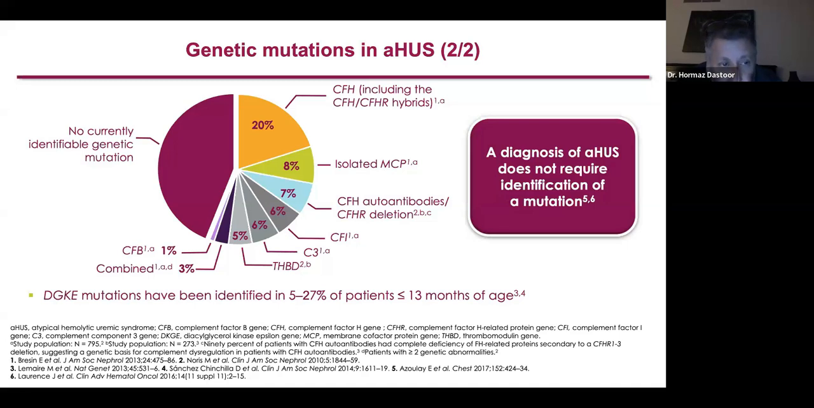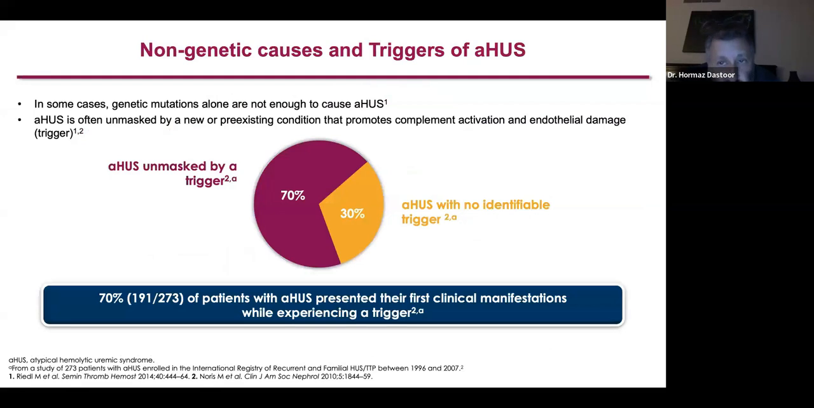But as you can see, in about 40% of the cases, there is no identifiable genetic mutation. So identifying the genetic mutation is not really needed for a diagnosis of aHUS, but definitely if you have an aHUS genetic mutation, it does help and it solidifies your case for an aHUS. aHUS also requires a trigger to unmask that genetic mutation. In about 2/3 or about 80% of the cases, as a clinician, you will be able to identify that trigger, which results in the phenotypic expression of that mutation as aHUS.